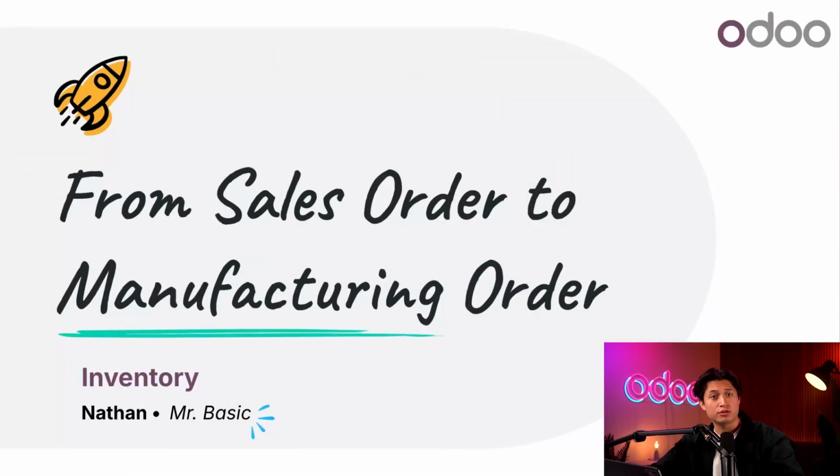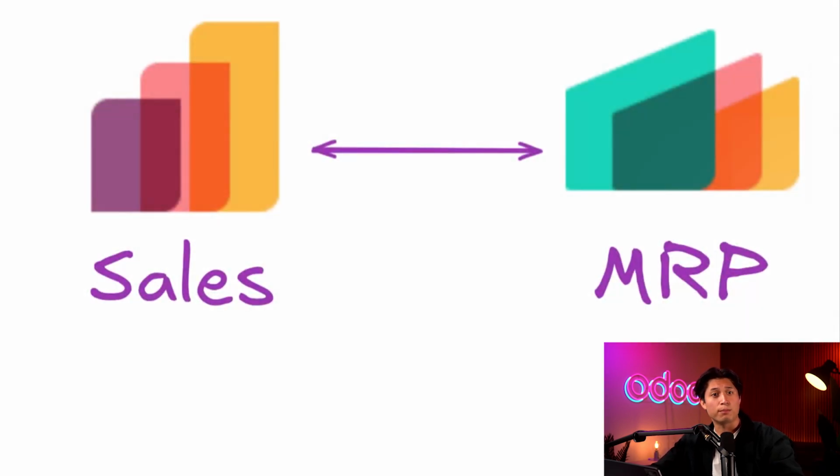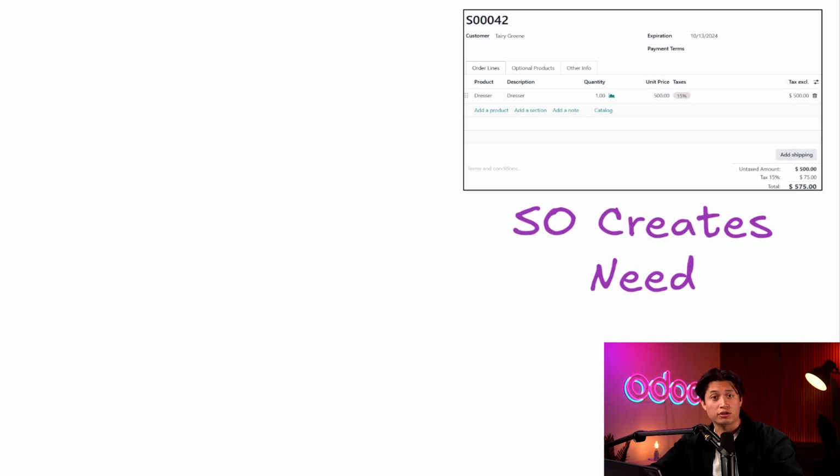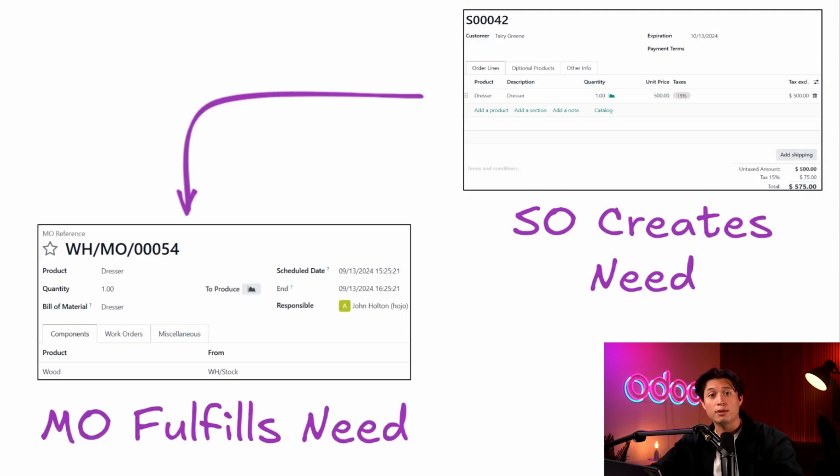Like most apps in Odoo, the sales and manufacturing apps are integrated with one another. This allows for a bunch of cool workflows, including the use of the manufacturing app to fill a product need created by the inventory app. Here's how it works. When a sales order, or SO, is confirmed for a product that's not currently available, a manufacturing order, or MO, is created to manufacture the product and fulfill that need.